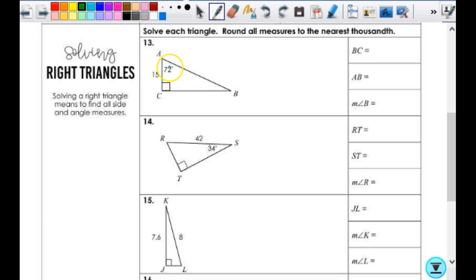No, because the acute angles of a right triangle have to be what? 90. They have to be complementary. So the measure of angle B is just equal to 90 minus 72. Now, is that a pretty easy thing to do? Yes. Are you allowed to use a calculator when you're doing trig? Yes. Then use it, okay?